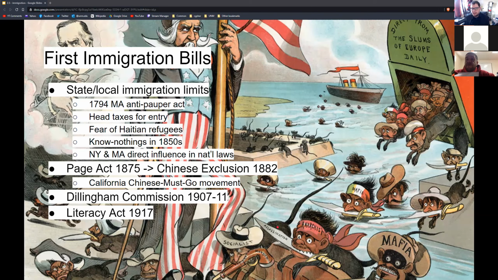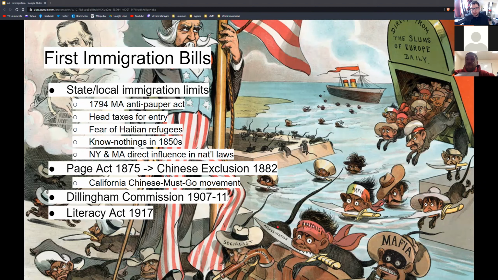The paupers are basically poor people, especially homeless poor people. And if a pauper was found to be an immigrant, they could be deported. Basically, Massachusetts would deport them, not the federal government. So there was that kind of stuff.